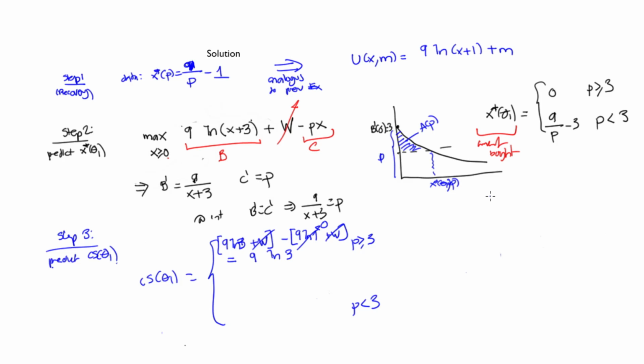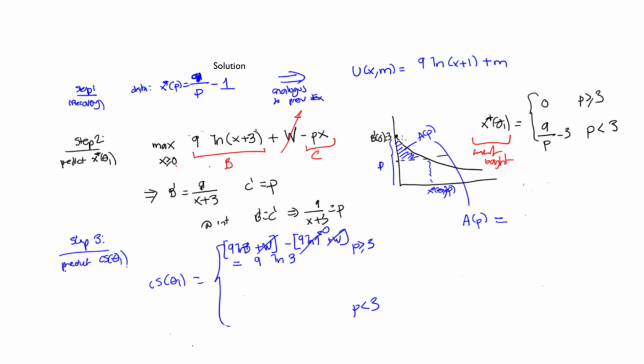Now the question, of course, is what is A of P? So let's compute what this area is. It's going to be the integral from here to here of the area between these two curves. And that's going to be the integral of this marginal b function, which is given by 9 divided by x plus 3, and above the p, so minus p, dx. And this is going to go from 0 to the amount demanded at p, but we know that the amount demanded at p is 9 divided by p minus 3.